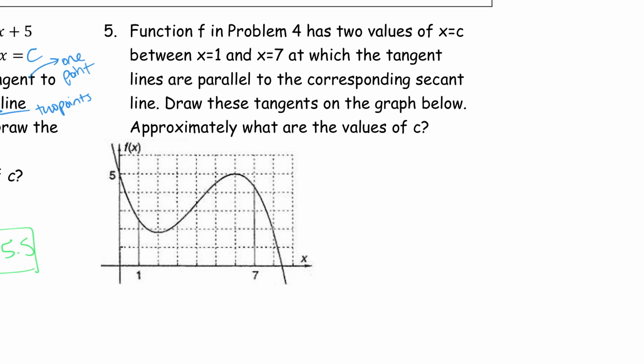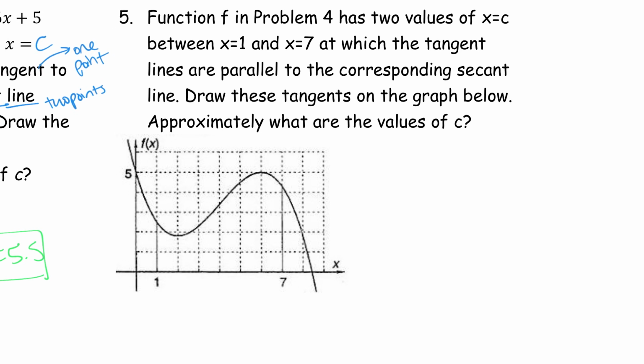All right, let's try number 5. It said function f in problem 4, so same graph here, has 2 values of x equals c between 1 and 7. So now we're looking at points 1 something and 7 something. 2 values where the tangent lines are parallel to the corresponding secant. So again, we need that secant line. Draw the tangent. I'm also going to sketch the secant. I think that'll be helpful. So I'm going to connect these 2 dots with the straightest line I can possibly draw. And then there should be 2 spots, 2 tangents, where you'd have that parallel to the secant.